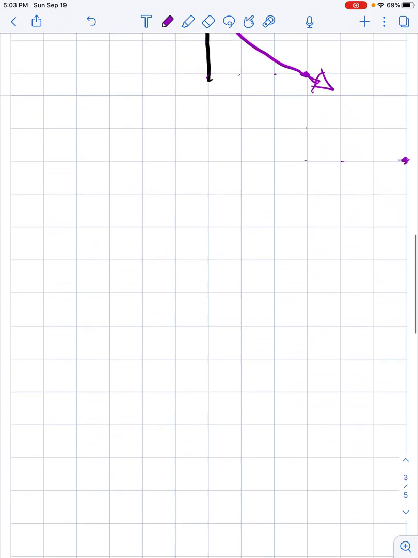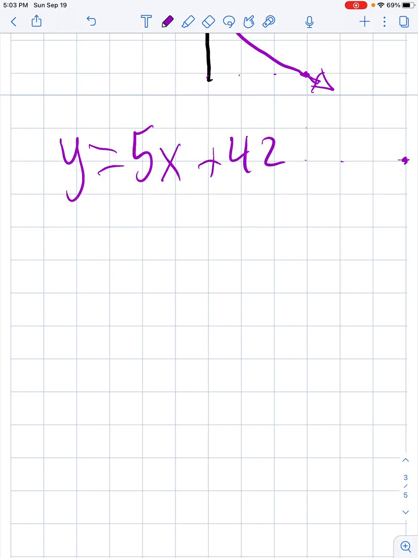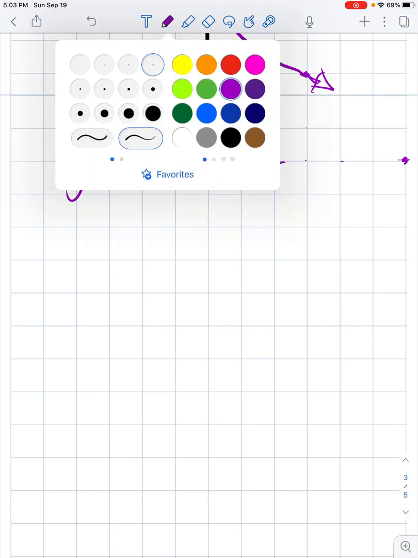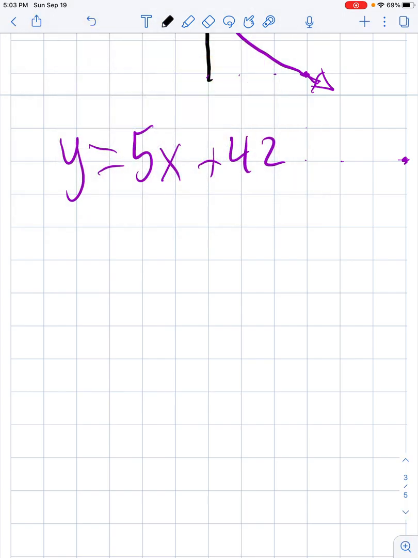All right, let's do a multi-step problem. The body length y, in inches, of a walrus can be modeled by y equals 5x plus 42, where x is the walrus's age in months. So y is body length, and x equals age in months.